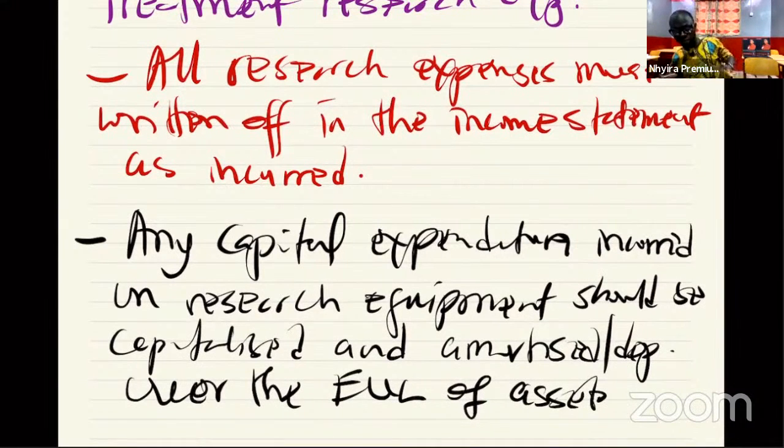So stay with me carefully here. Two things are coming up. One, all research expenses should be written off in the P&L account, in the income statement, as and when we incur them. Two, any capital expenditure incurred on research equipment should be capitalized and depreciated or amortized over the economic useful life of the asset.